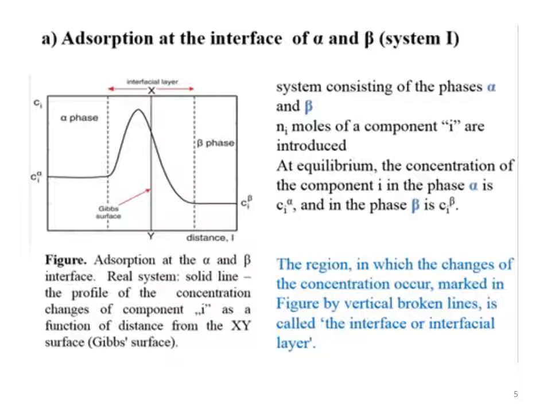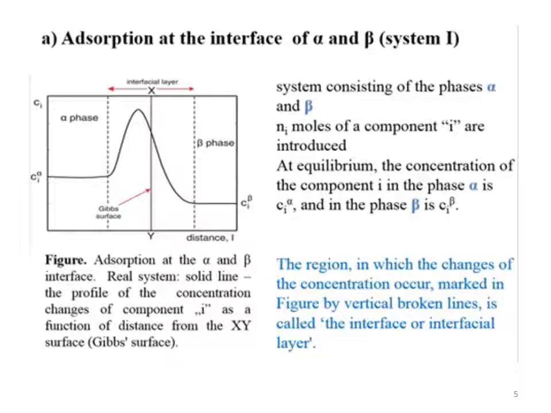In the figure below it is written: adsorption at the alpha and beta interface, real system, solid line, the profile of the concentration changes of component I as a function of distance. As we go from right to left, as we increase distance, firstly it remains constant, then it increases. We see that it is a function of the distance from the xy surface, the Gibbs surface.